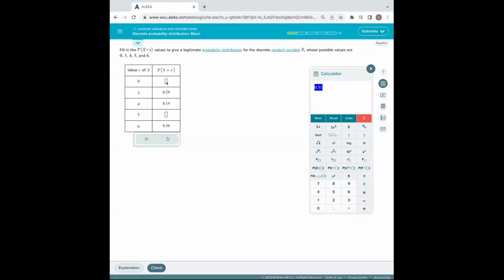Did you add up all three? Yeah. Oh, hold on, you got an extra zero there. And then you can subtract that from 1, so you do 1 minus that number.